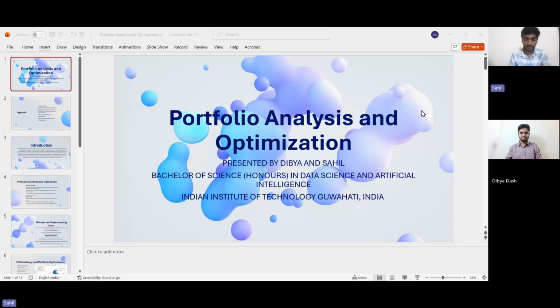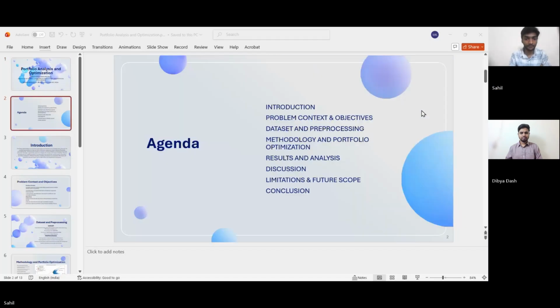So now let us take a quick look at our agenda. We will begin with an introduction where we briefly explain the concept of portfolio optimization. Next, we will discuss the problem context and objectives, outlining the key challenges and goals of our project. After that, we will cover the dataset and pre-processing techniques used, including how the data was collected and prepared for analysis. We'll then move on to the methodology and portfolio optimization, where we explain the techniques and models used.